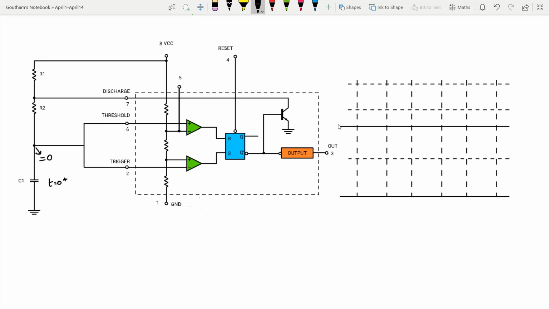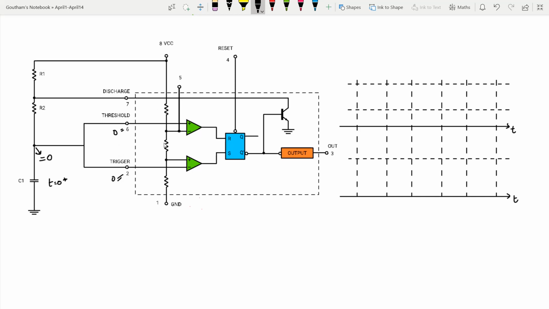Suppose this is my time axis, where in this graph I will be plotting the voltage across the capacitor, and in this graph I will be plotting the output voltage. So a moment after I have switched on, at t equal to 0+, the voltage drop across the capacitor will still be 0. So the threshold pin, pin 6, will see 0, and pin 2 will also be 0.